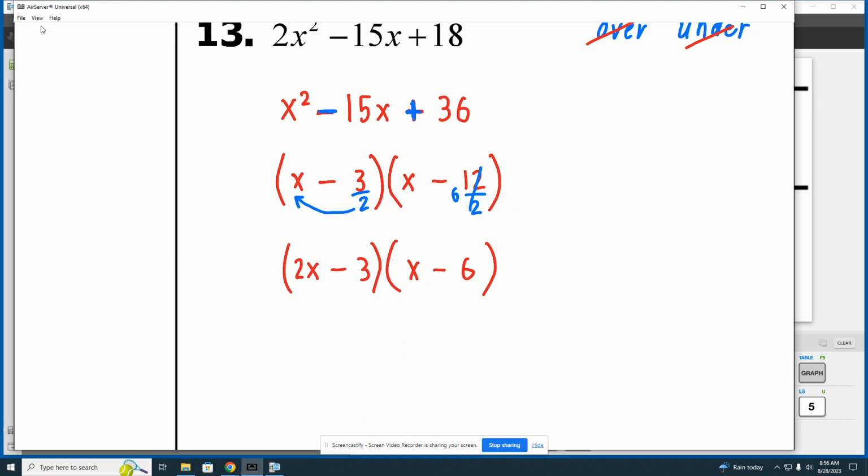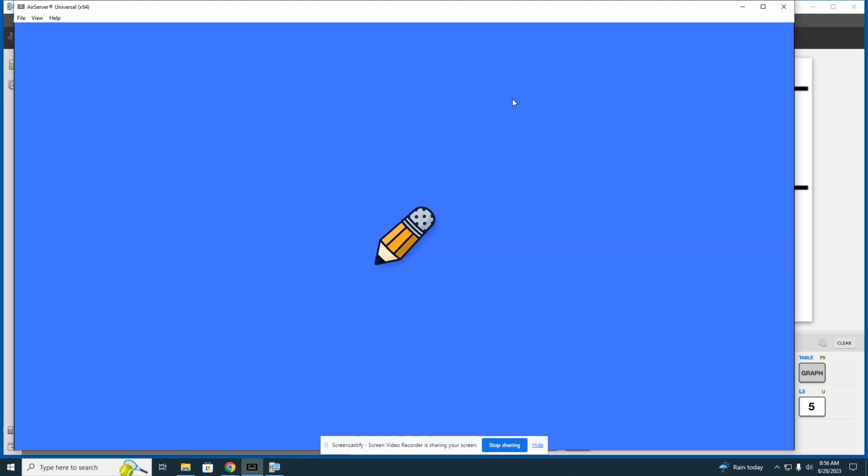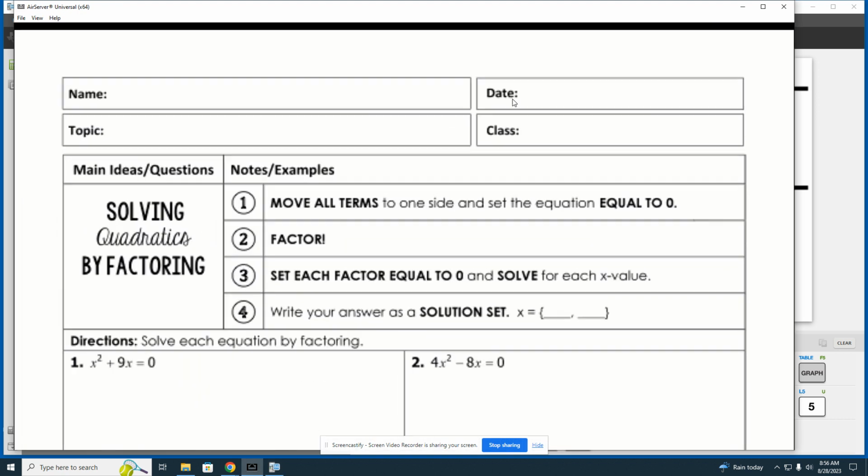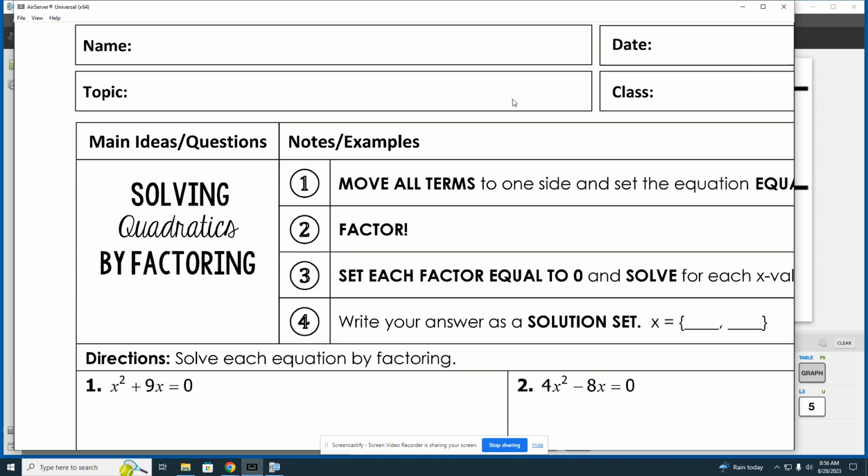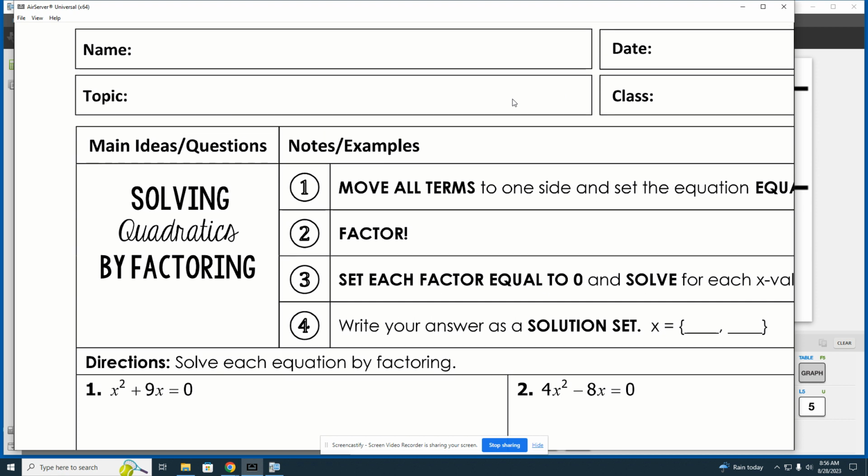Okay, then that's what we're doing today. We are doing what we call solving by factoring. Well, how will I solve by factoring? Well, I will factor it, and then I'll take the factors and set them equal to 0, and then I'll solve. So that's what we're doing today.